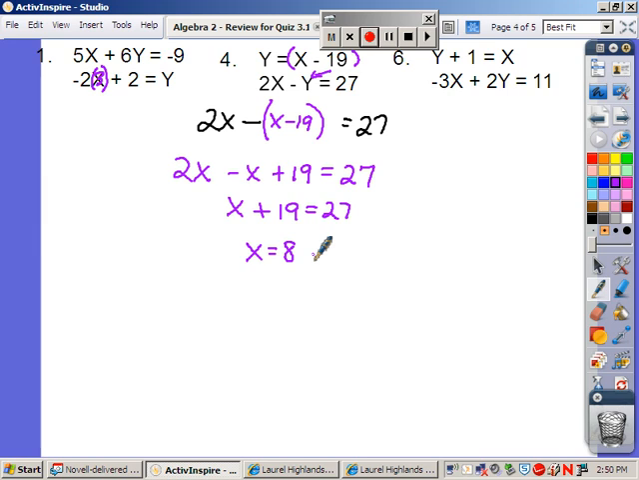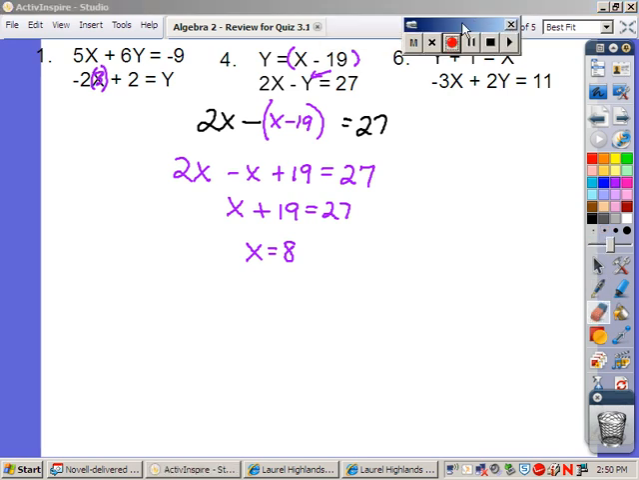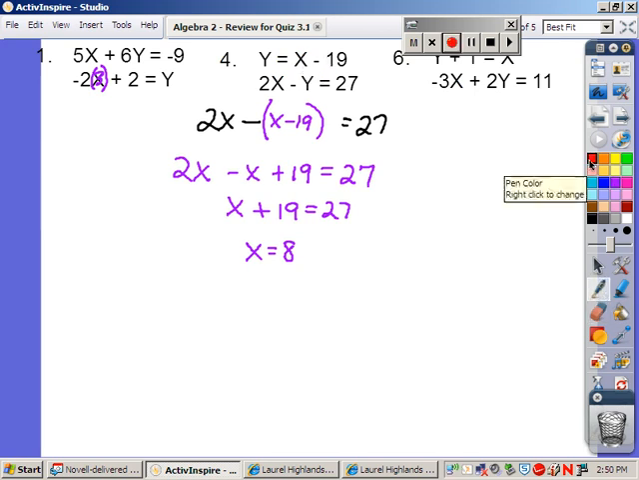So once again, with my answer for x, I'm going to come back up here and just say, well, x is 8. So y equals 8 minus 19. That means y equals negative 11. Final answer is 8, negative 11. So you can see how with substitution, literally all the work is done in finding the first variable. The second one is usually quite easy.